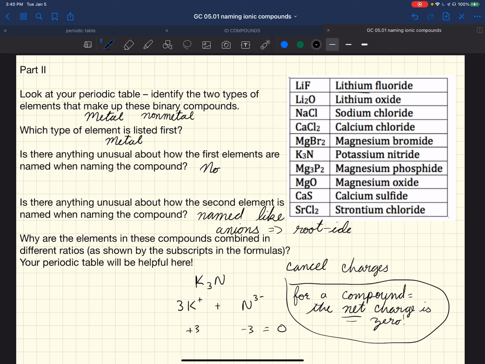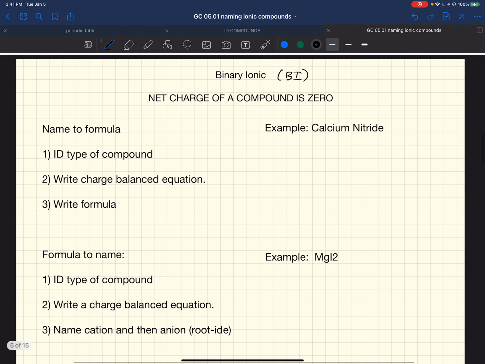Okay, so let's move on to the next one. Oh, okay. Sorry, before we move on to the next one, let's talk about how we can convert from either names to formulas or formulas to names, because you'll be doing both. Okay, and it's very, very similar steps every single time you do this. Okay, so let's take an example compound, calcium nitride.